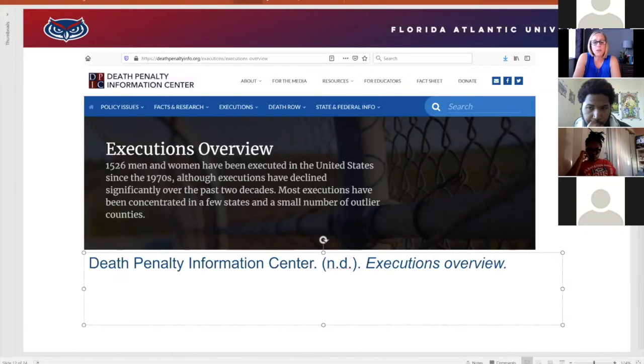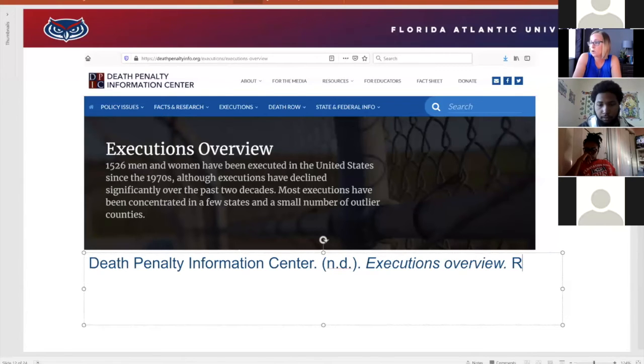And then you also say when you retrieved it. All right, so when did you go to this website and get the information that came from this website? And you do that specifically if the information on that page is likely to change. All right, and this page talks about executions and that there's been 1,526 people executed in the United States. Okay, that number is likely to change. So you need to say when you retrieved that information if you're going to use that statistic.